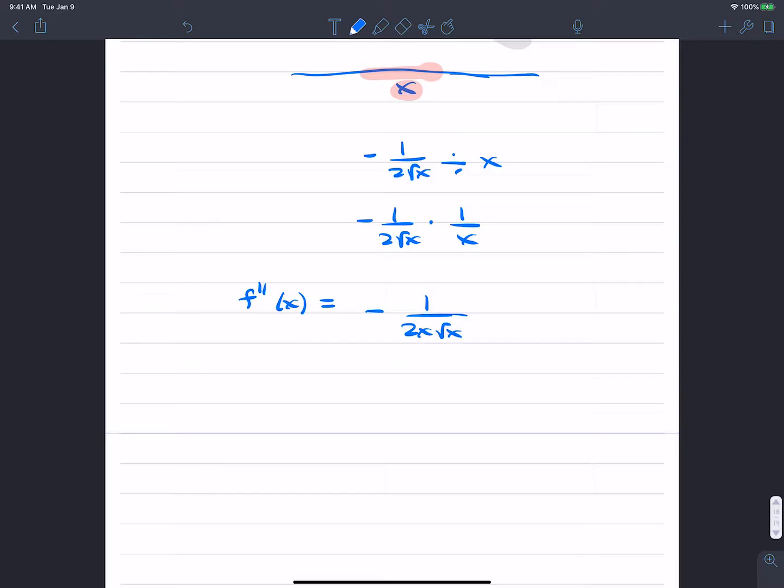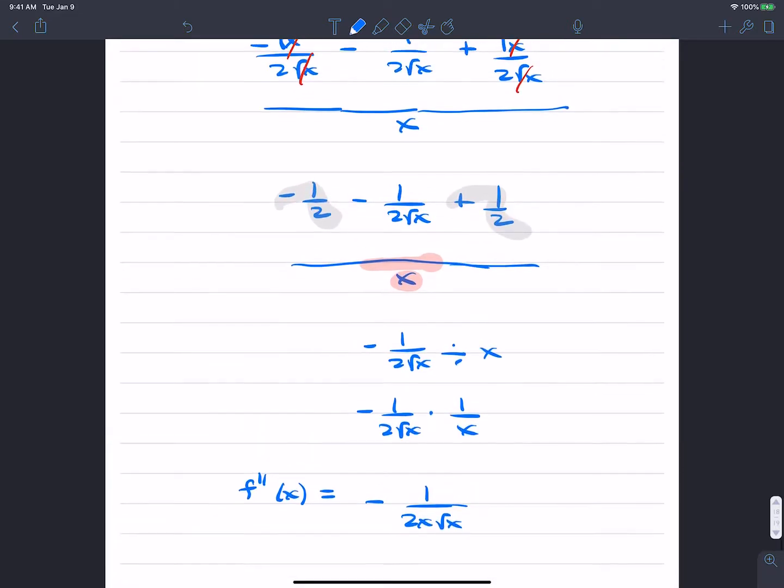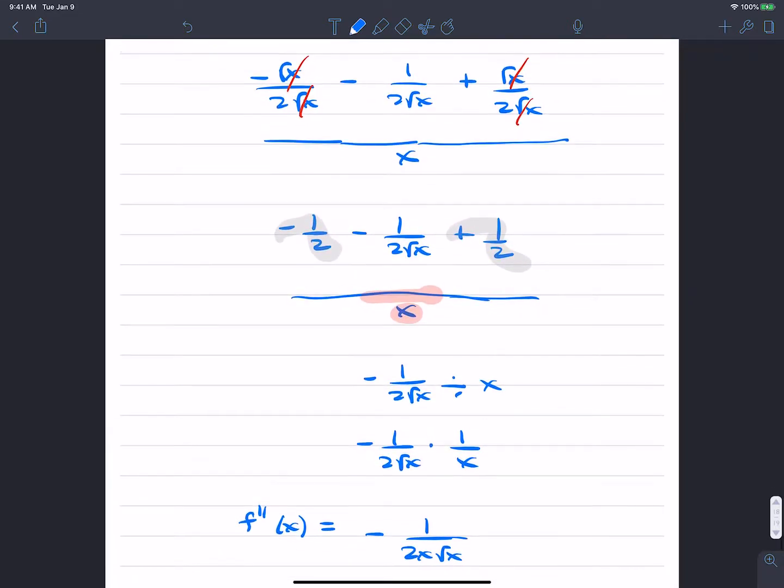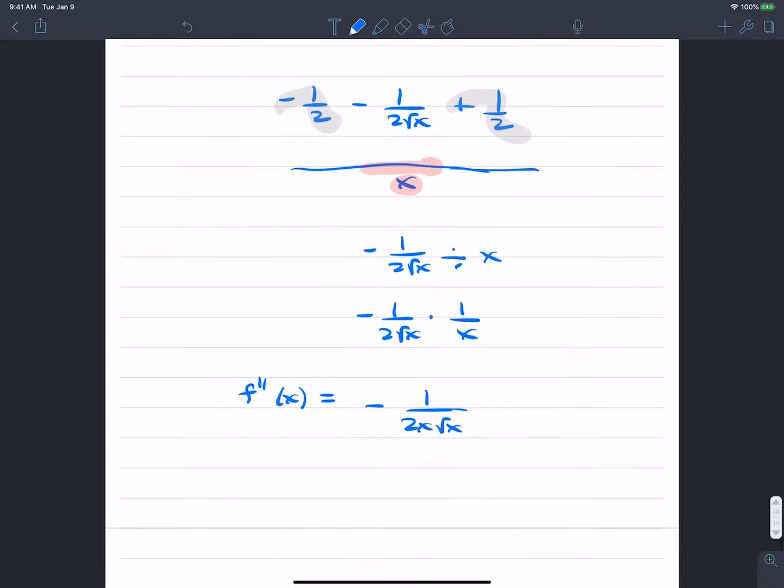Okay, is that what we get for the second derivative? All right, you guys okay with that? Yes. Can you go a little bit more? Yeah, it's fine. Check that. Okay, you guys okay with that one? Yeah, double check my arithmetic here.